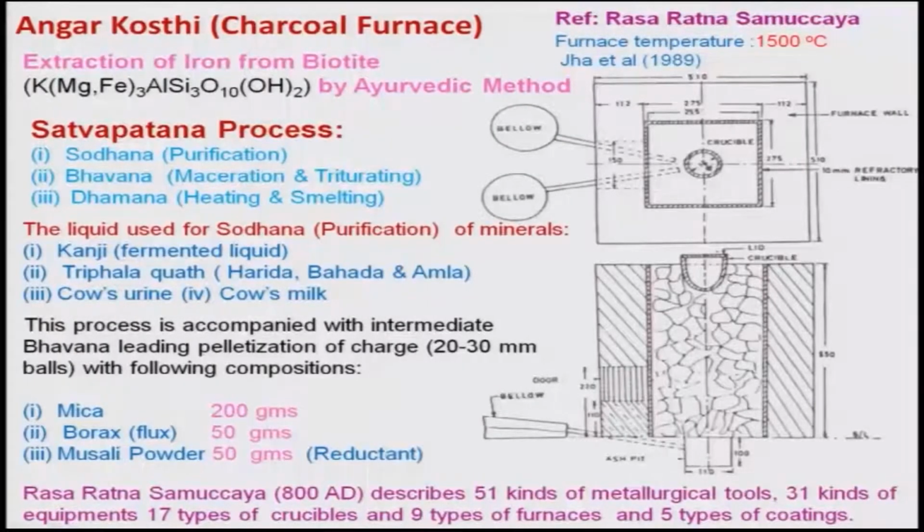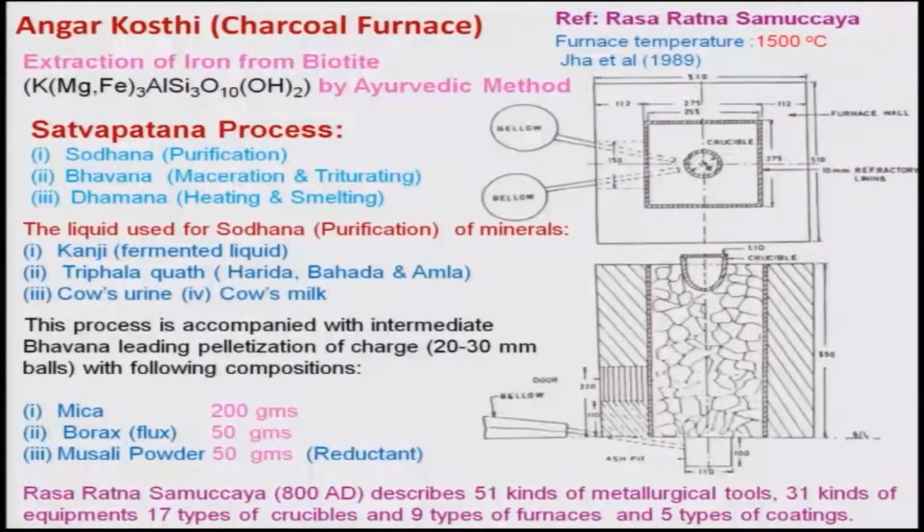Generally this is used for extraction of iron from biotite. The biotite formula is given, and this is used basically for Ayurvedic medicines. The Satapatana process includes sodhana, purification, bhavana, the maceration and triturating, and dhamana, the heating and smelting. The liquids used for sodhana of minerals are kanji, a fermented liquid, basically a very sour buttermilk you can think of, and tripala quath, harad, bahera and amla, which are Ayurvedic materials, and cow's urine and cow's milk.